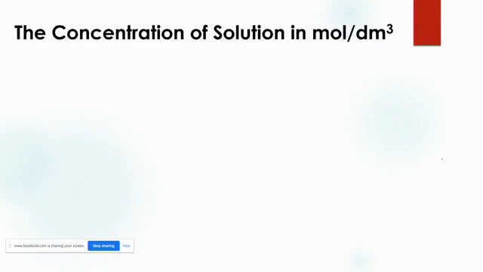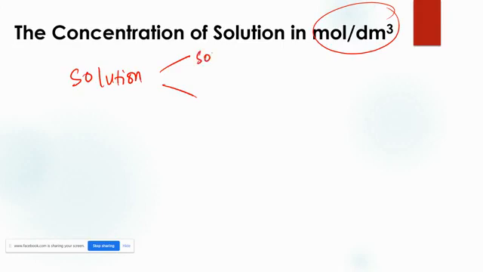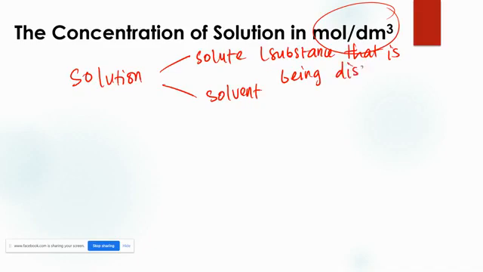Next, let's talk about concentration of solution in mole per cubic decimeter. Let's talk about solution first. Solution consists of solute and solvent. Solute is a substance that is being dissolved, while solvent is a substance that can dissolve another substance.